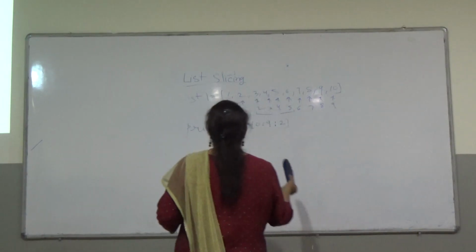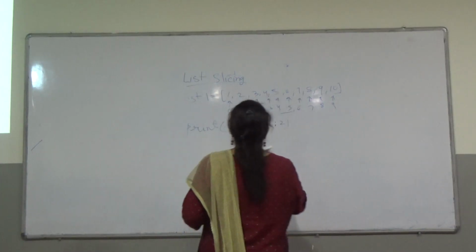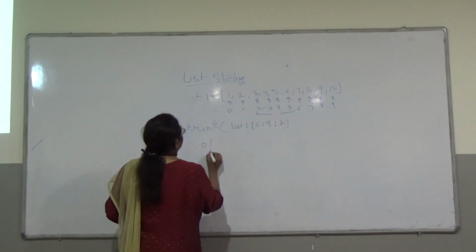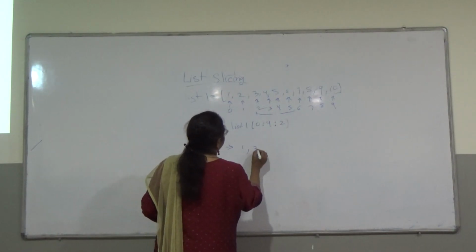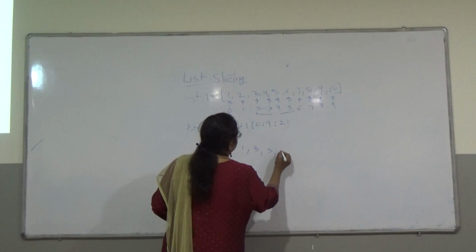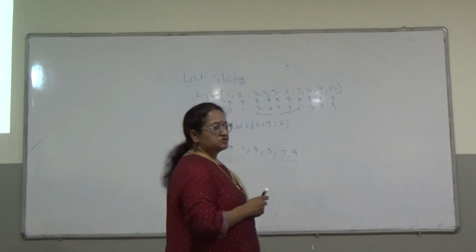So in the output I will simply get the elements from 0 to 9 but in steps of 2. So in the output I will get 1, 3, 5, 7 and 9. This will be the output. So this is list slicing.